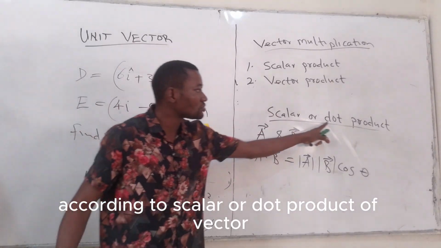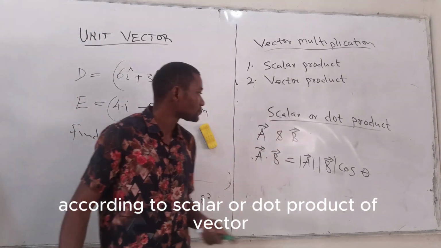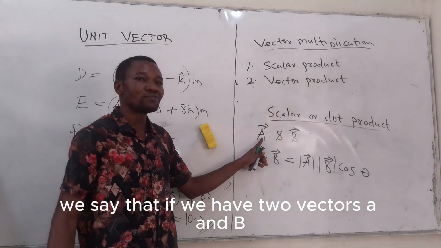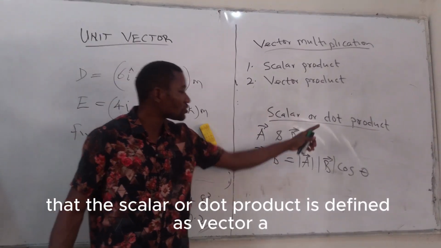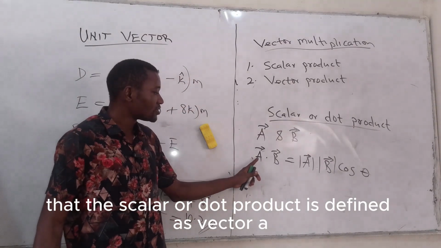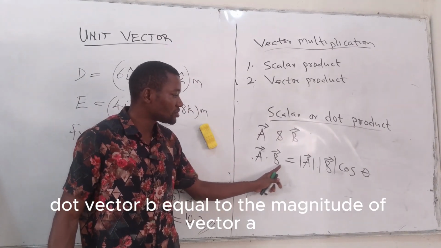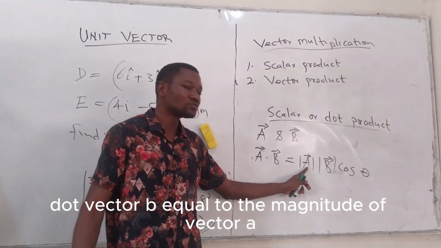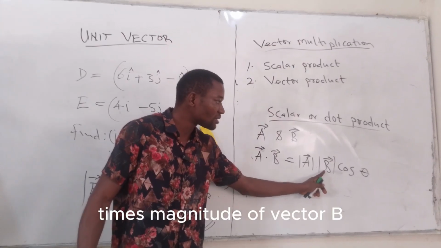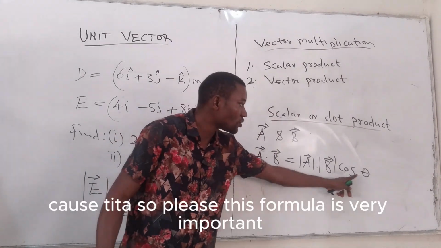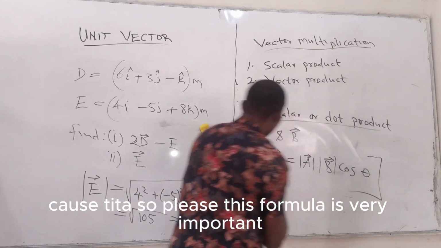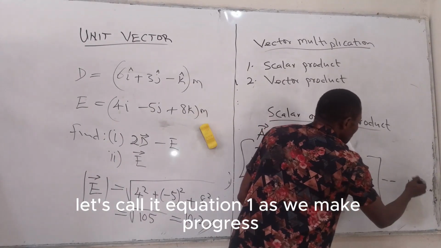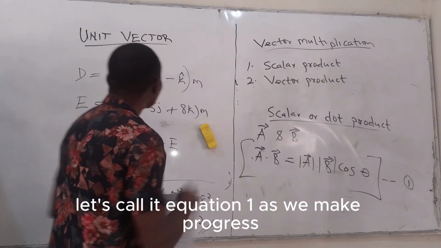According to scalar or dot product of vector, we say that if we have two vectors A and B, the scalar or dot product is defined as vector A dot vector B equal to the magnitude of vector A times magnitude of vector B cos theta. So please, this formula is very important. Let's call it equation 1 as we make progress.